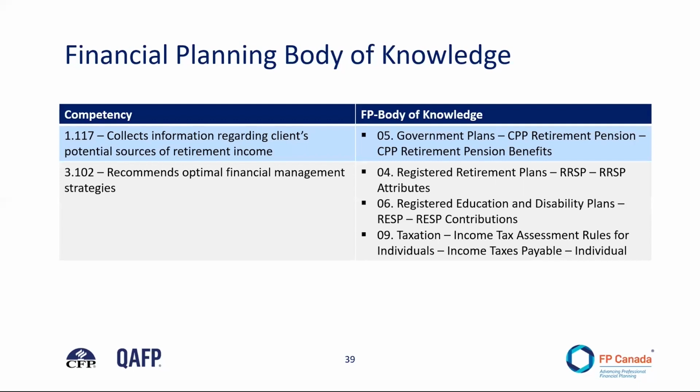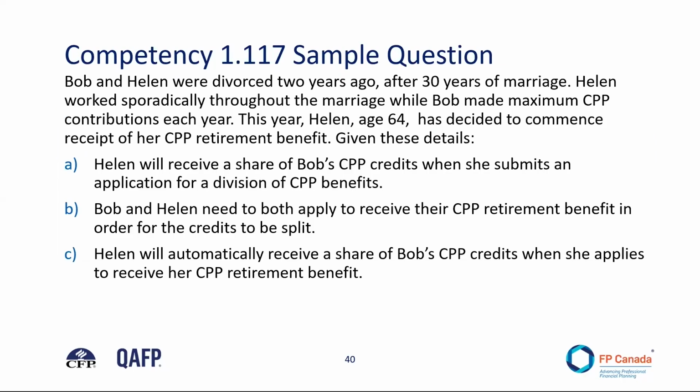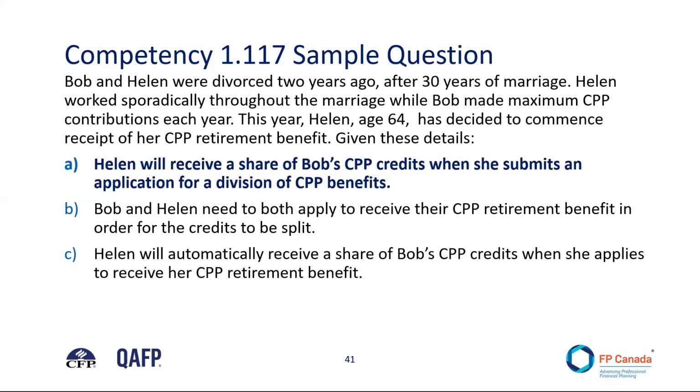Now, let's take a look at a sample question that ties together the competency profile, blueprint, and financial planning body of knowledge. Here is an example of a competency-based question testing retirement planning competency 1.117. To correctly answer this question, you need to apply your knowledge about the splitting of CPP retirement income due to divorce. For this question, the correct answer is A. When answering multiple choice questions such as this one, it is the knowledge that you learned in your approved education program and the application and use of that knowledge that has helped you prepare to write the exam.